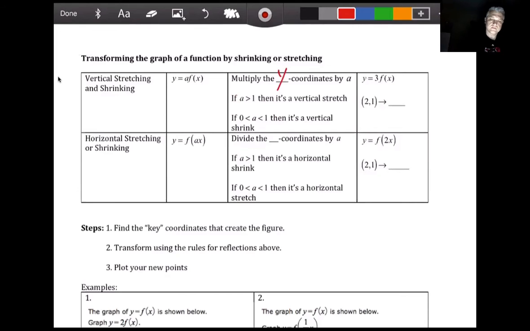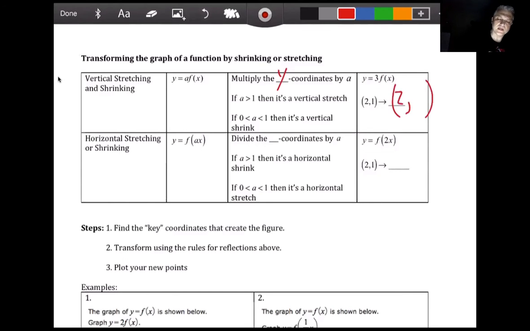So if we have y equals 3 times f of x, the 3 is outside of the parentheses, so the 3 is multiplied by y. So which of these two coordinates is your y coordinate? Well, obviously the 1 is. It goes x, y, 2, 1. So we're going to multiply the 1 by whatever that number out in front, the coefficient, is. So 2 stays 2.